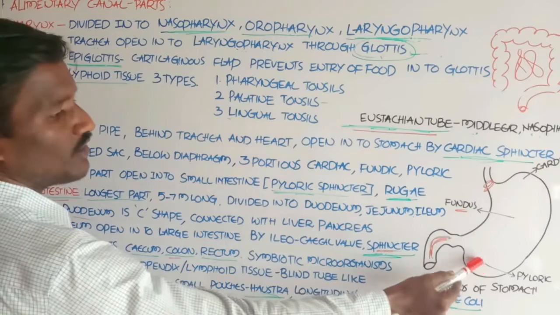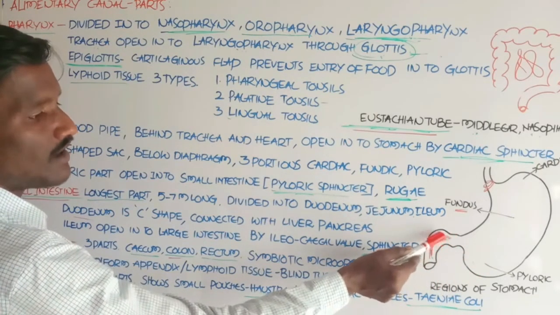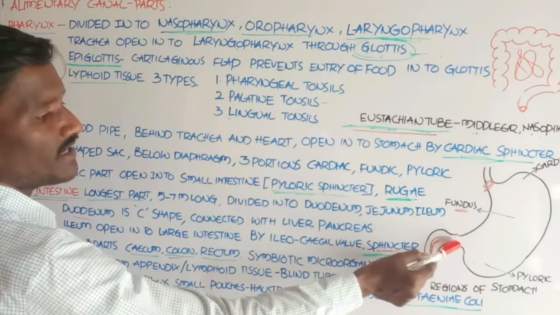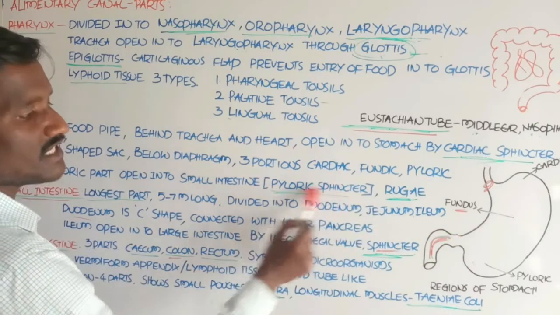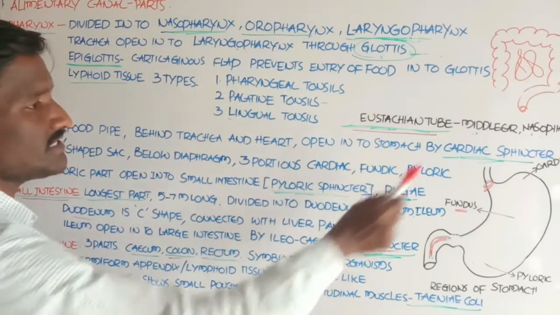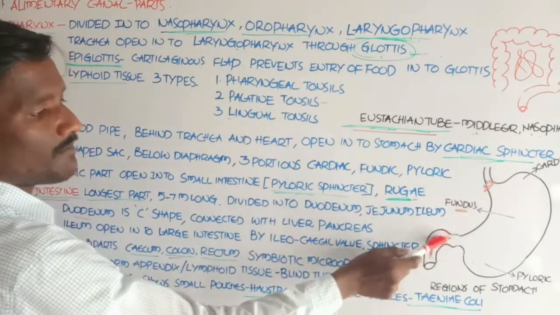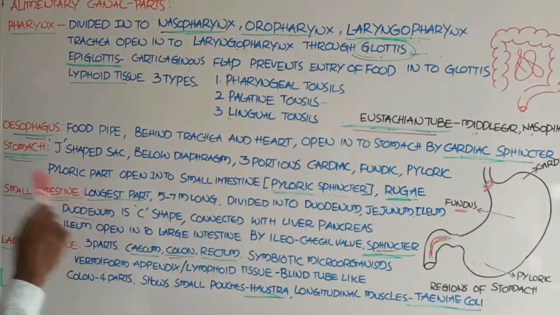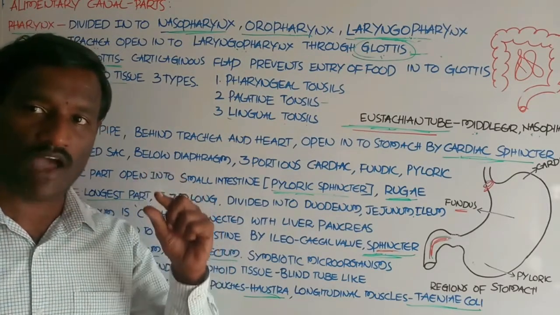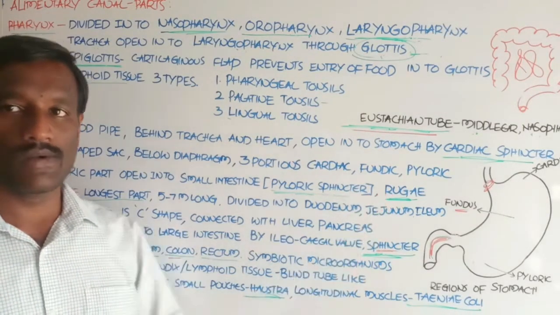Okay, the pyloric portion opens into the first part of the small intestine, which is called the duodenum, by the help of a sphincter. This sphincter is called the pyloric sphincter. Okay students, this is the cardiac sphincter, and this is the pyloric sphincter. Next, the inner surface of the stomach also has longitudinal folds. These are called rugae, the stomach rugae.